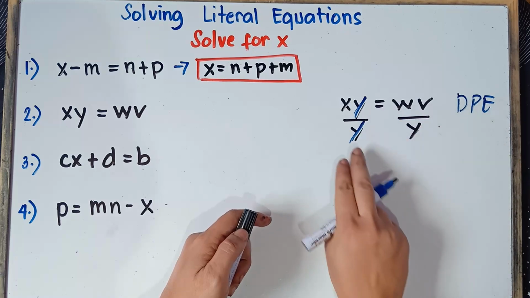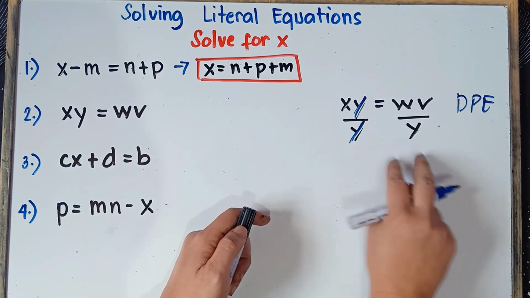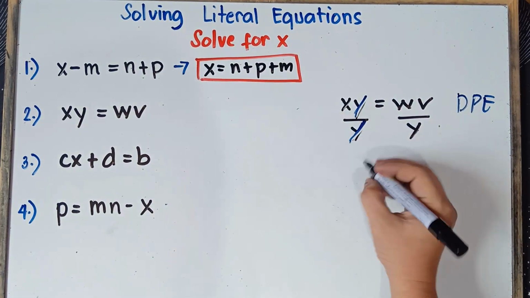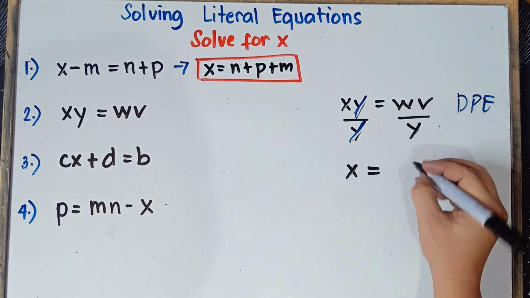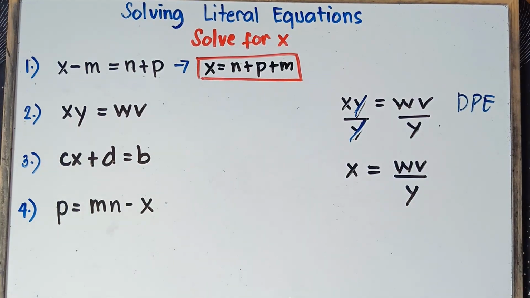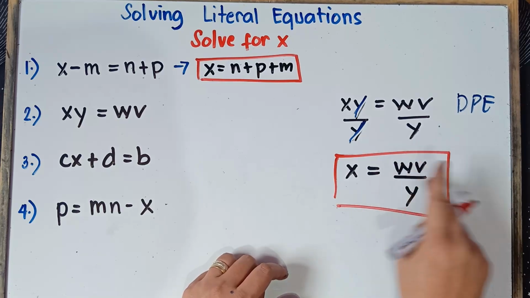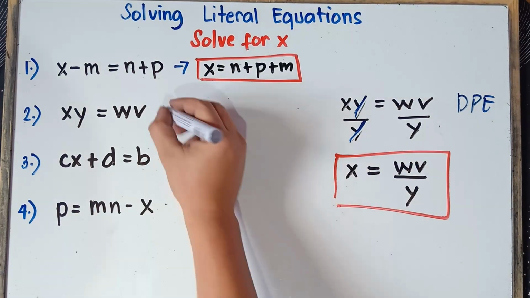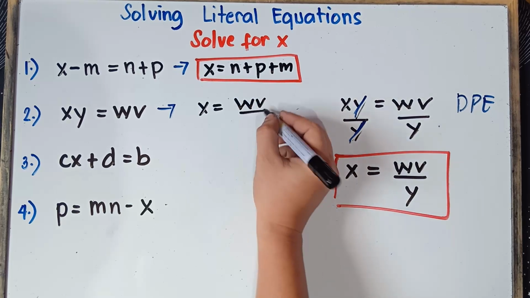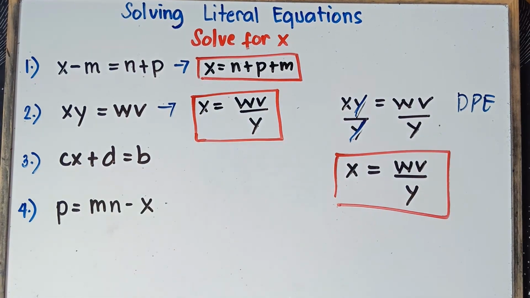And we apply the division property of equality. Once you divide by y on the left side of the equal sign, you also do that on the right to make the equation balance. So divide both sides by y, simply cancel this out, and the remaining expression will be only x. Copy the equal sign, and then copy wv over y. That's the answer for example number 2. So x equals wv over y. Let's copy our answer here: x equals wv over y. Let's box our answer.